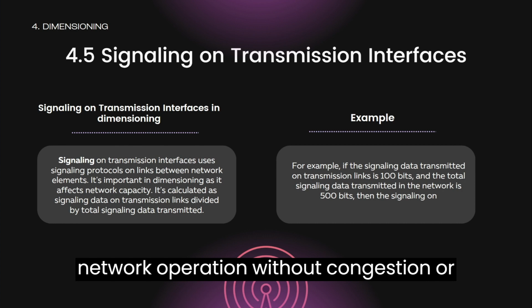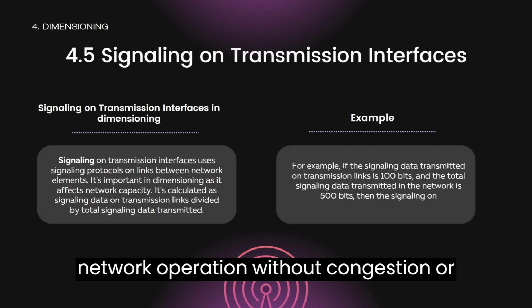So lastly, 4.5, signaling on transmission interfaces. Signaling on transmission interfaces refers to the use of signaling protocol on transmission links between network elements. It is significant in dimensioning because it affects the capacity required in the network.